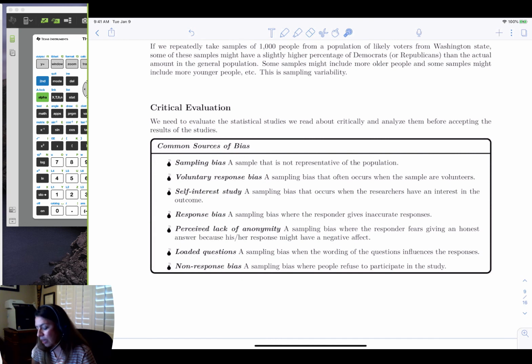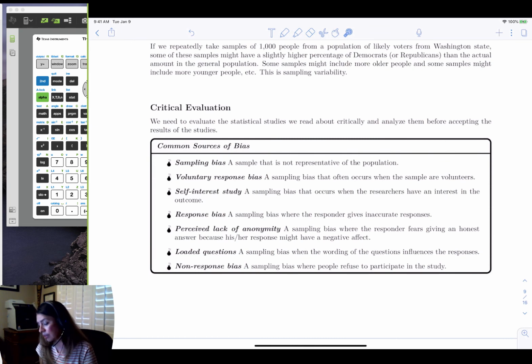Perceived lack of anonymity is a sampling bias where the responder fears giving an honest answer. Like, how many sexual partners have you had, right? How many drugs have you taken? Those are really personal, judgmental questions that I could see many people not wanting to answer accurately at all. So you really have to think about what question you're asking and how you can make a subject feel as comfortable as possible to answer those questions, even if they're hard questions.